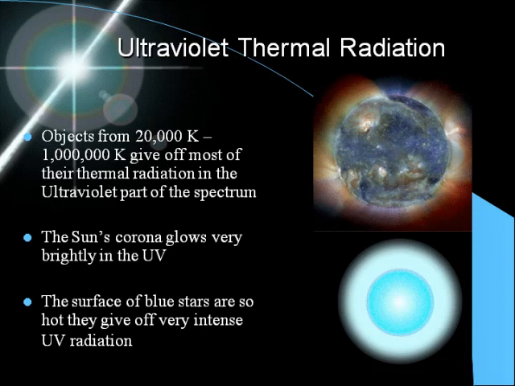For instance, the corona of the sun has a very low density. So there aren't a lot of atoms there, so there's not a lot of total heat there. But the low density plasma that does make up the corona glows mainly in the ultraviolet part of the spectrum rather than the visible part of the spectrum. The surface of blue stars is much, much hotter than the surface of the sun. Although they give off a large amount of visible light, they also give off much more ultraviolet light than our own sun.